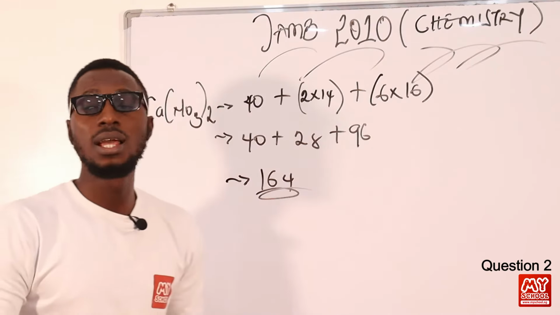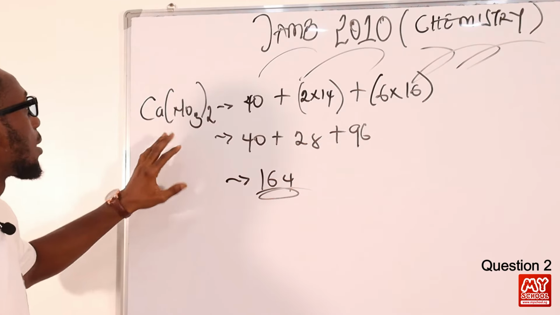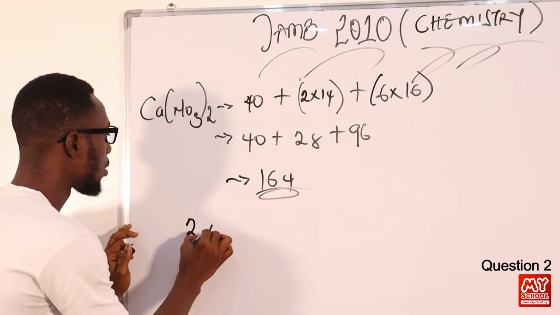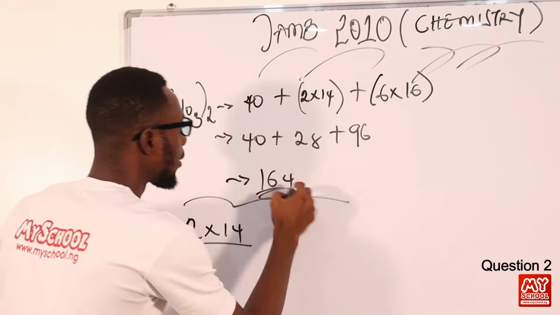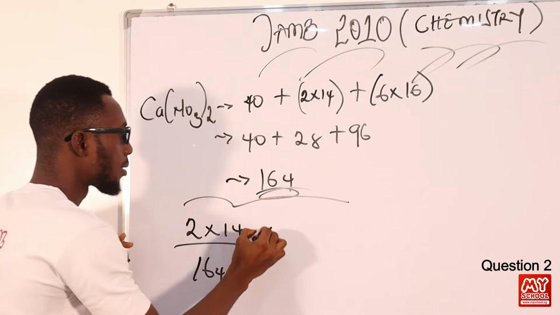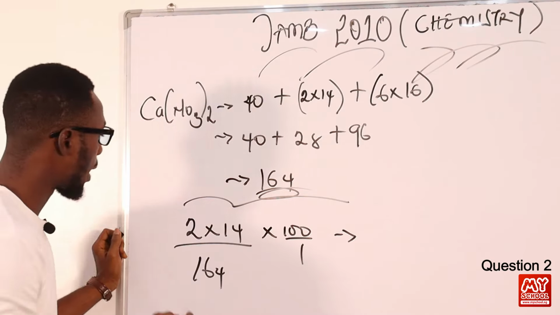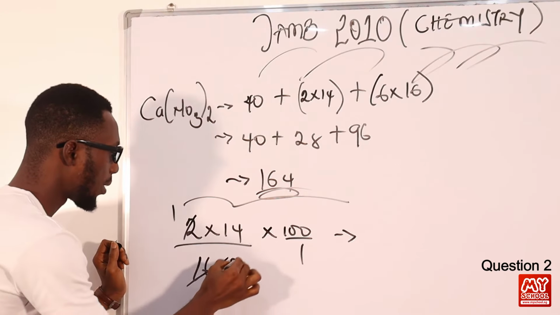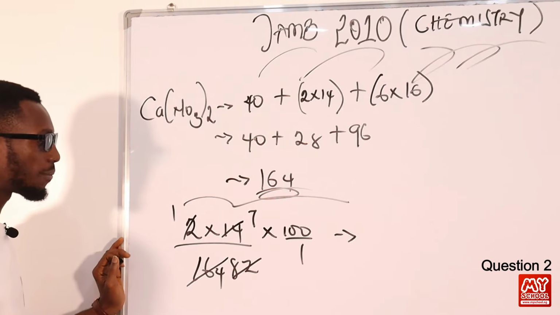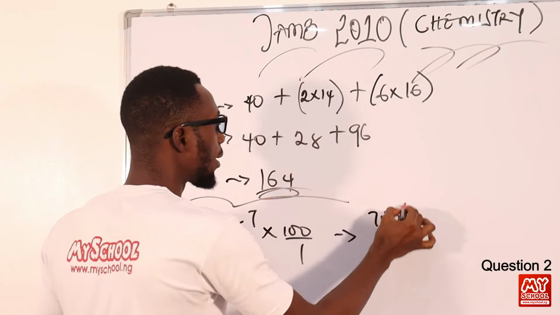So how do we find the percentage by mass of nitrogen in this compound? We know that we have 2 atoms of nitrogen, over the total, which is 164, times 100 over 1. I can do some breakdown: 2 into 164 is 82, and 2 into 14 gives 7, so 2 into 82 gives 41. So I should have 7 times 100, which is 700 over 41.